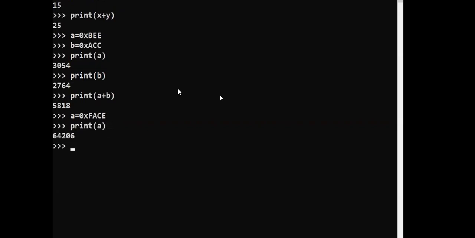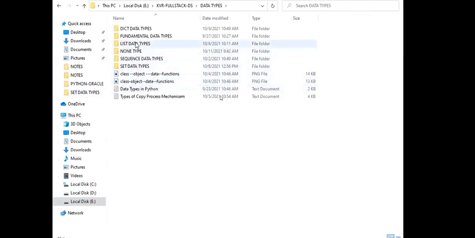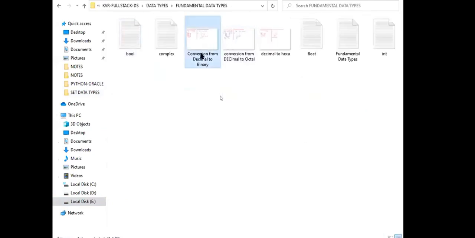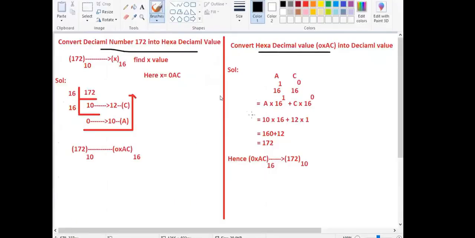With diagrams, I am going to explain. You want to see where I explain it? In my full stack data science course, there is a data types concept. Under that, there are fundamental data types, and there is a conversion process: conversion from decimal to binary, decimal to hexadecimal, and the hexadecimal number system. How to convert from one thing to another, I am going to explain the conversion systems.